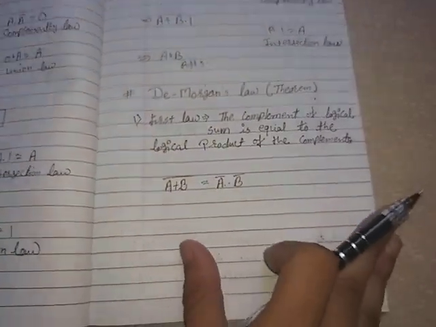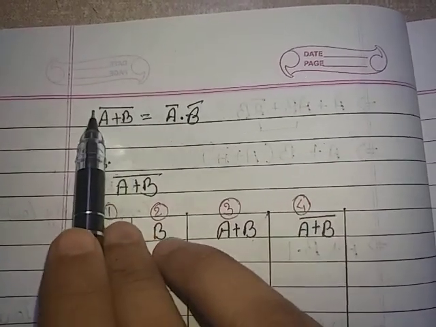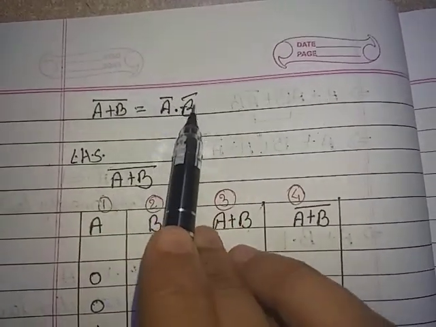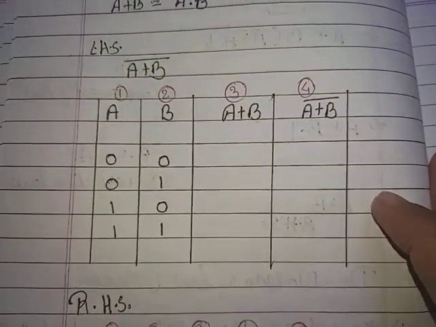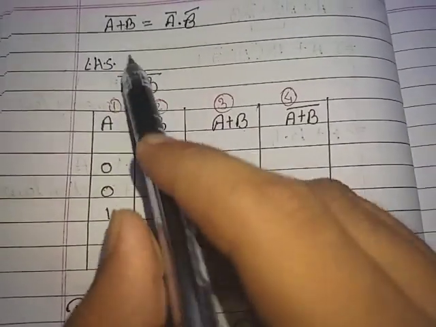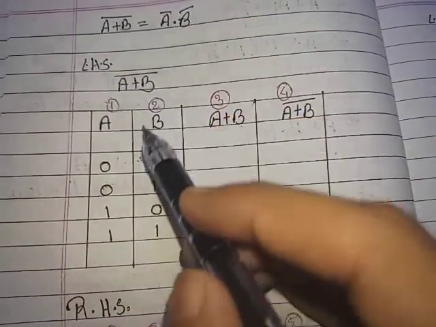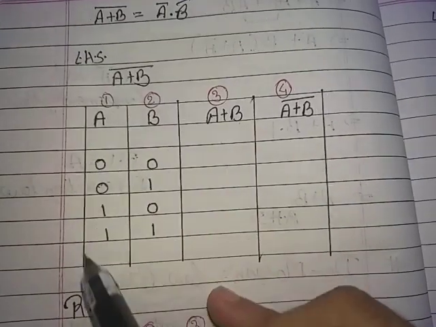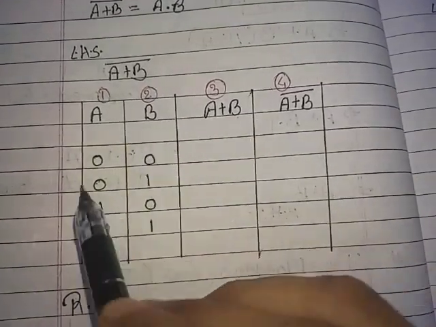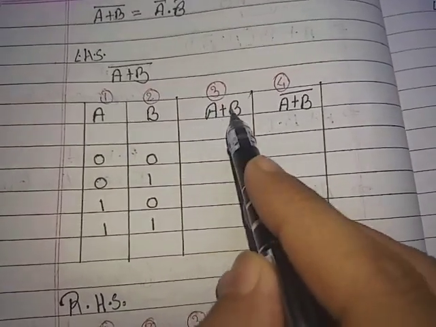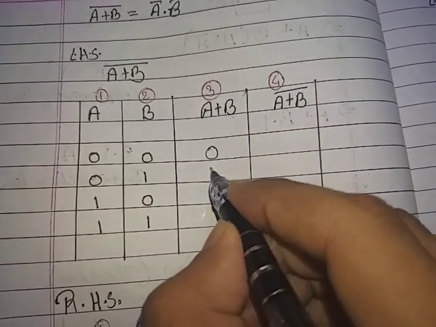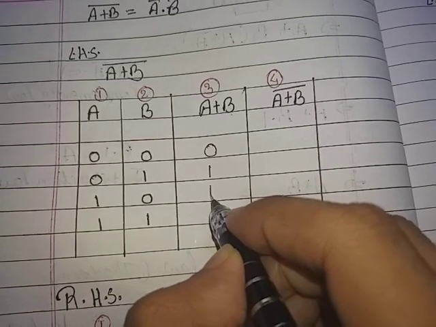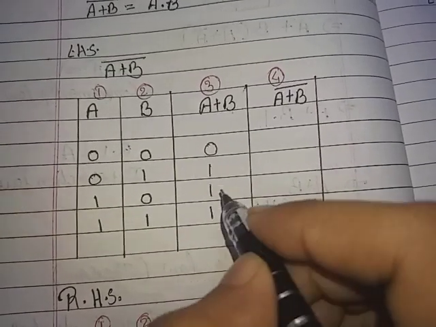Now let's see how to prove this law. We have (A plus B) to the whole bar is equal to A bar dot B bar. Now taking LHS, we are going to construct the truth table for LHS. On LHS we have (A plus B) to the whole bar. So here are the A and B two inputs and their possible combinations 0 0, 0 1, 1 0, 1 1. Now A plus B: 0 plus 0 is 0, 0 plus 1 is 1, 1 plus 0 is 1, and 1 plus 1 is 1 from the OR gate.